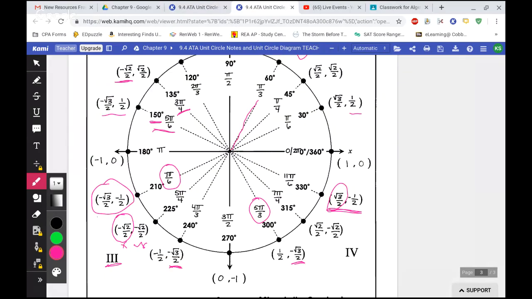Because all the x variables, good question though, for clarification, all your x's on this side are positive. Okay, that makes sense. In quadrant 4, our cosine is positive. Okay. All right. Any questions about this part of the homework? No, I'm okay. Good. Thank you.